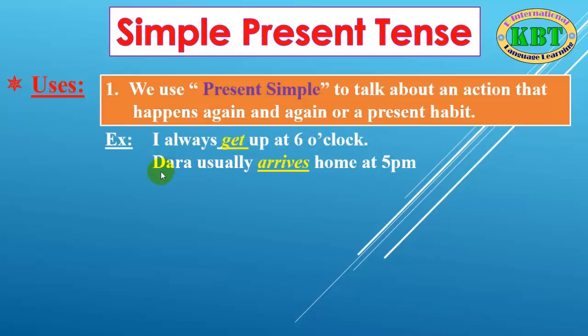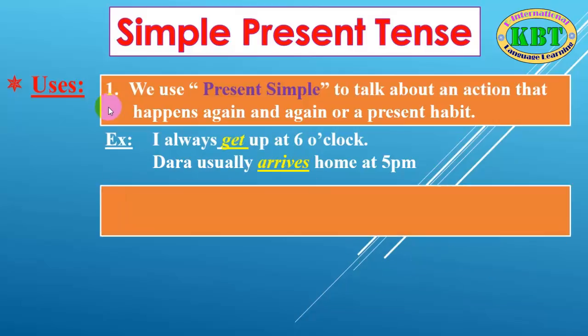One more: I usually arrive home at 5 p.m. So today he arrived at 5 p.m. Tomorrow 5 p.m. Yesterday 5 p.m. The day before yesterday 5 p.m. So it happens again and again. This is use number 1. Now let's go to use number 2.